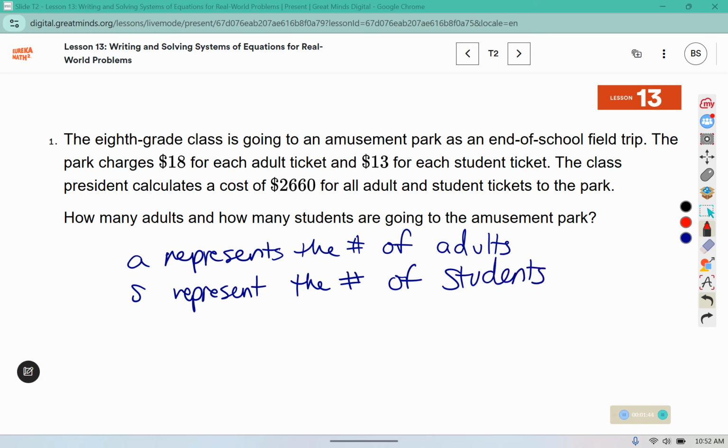We can write an equation. We know the adult tickets cost $18 and the student tickets cost $13 for a total of $2,660. However, many ordered pairs can satisfy this.